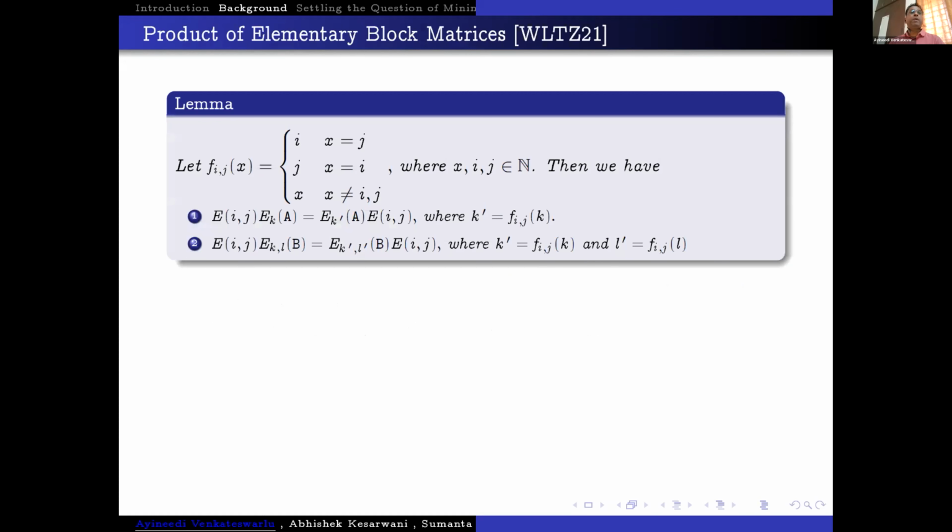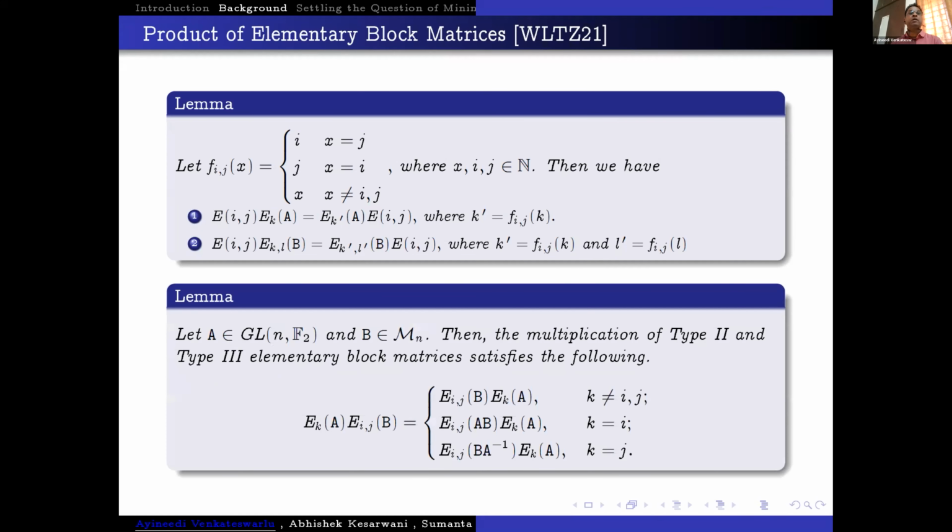As you all know, a matrix can have a variety of decompositions. Given a decomposition, one can reorder these elementary matrices by using these identities. Here you can observe that multiplying a type 2 or type 3 matrix by a type 1 matrix simply changes the indices of the type 2 or type 3 matrices, but there is no change in the coefficients. Similarly, when multiplying a type 3 matrix with a type 2, there is a change in the coefficient, but no change in the indices of the type 3 matrices.